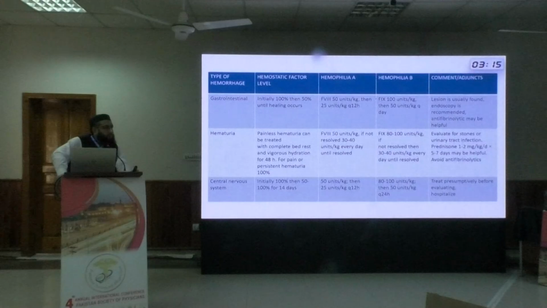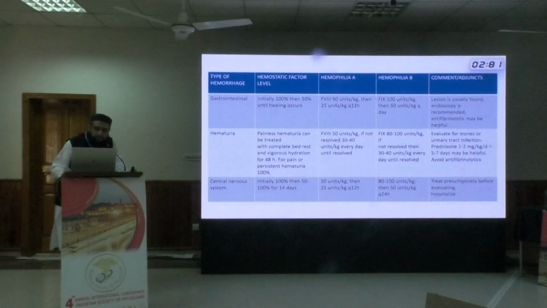In CNS bleed, we should keep the factor level up to 100%, and it should be maintained for 7 to 14 days depending upon the severity and symptoms. And in cases of elective surgery, inhibitors should be kept in mind, because in cases of inhibitors, we will discuss later, we need extra and large doses of factor 8.